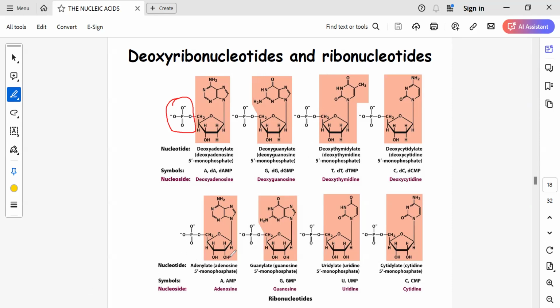And look at this one, because this one has an OH group. So you either call it guanylate or guanosine 5' monophosphate. It's not deoxy, because the base and the phosphate are linked to the ribose sugar. Okay.